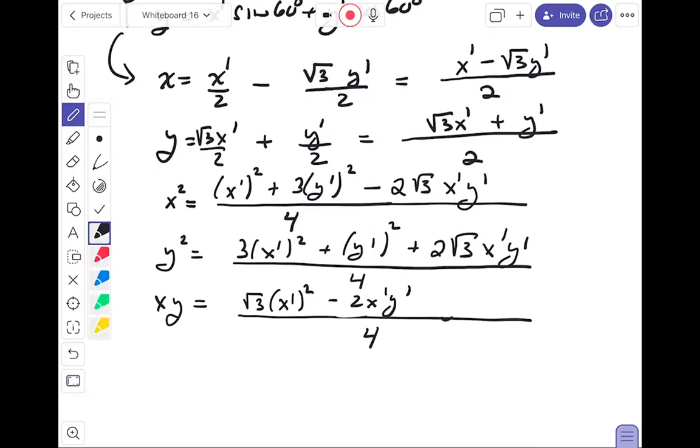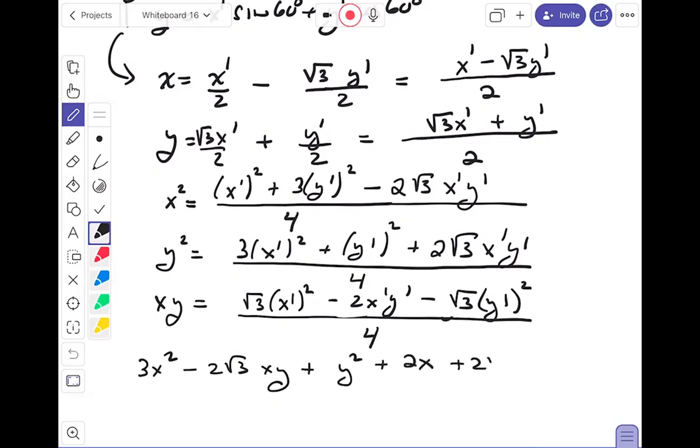And then what do you get? You get minus root 3 y prime squared. All right, here comes another trouble I got to do. I have to do 3 times x squared. Right, I'll write this down again for you. I have to do 2 root 3 times xy. I have to write down y squared. I have to write down 2x. I have to write down 2 root 3 y equals 0.